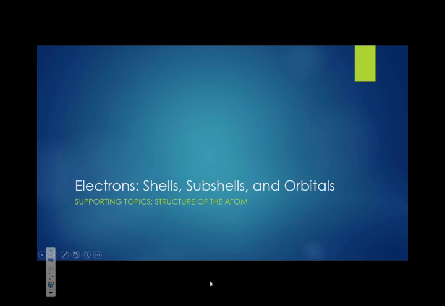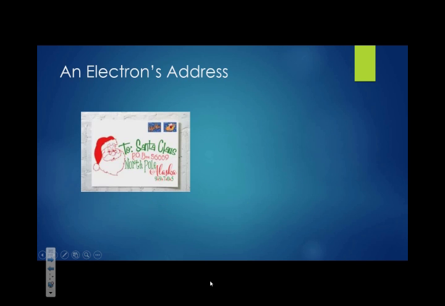Shells, subshells, and orbitals. These help us understand where electrons are on the atom. And if you haven't watched the video on the structure of the atom, you'll want to start by going there first and watching that, and then come back and take a look at this one. So, shells, subshells, and orbitals are kind of these fancy terms for where an electron lives.